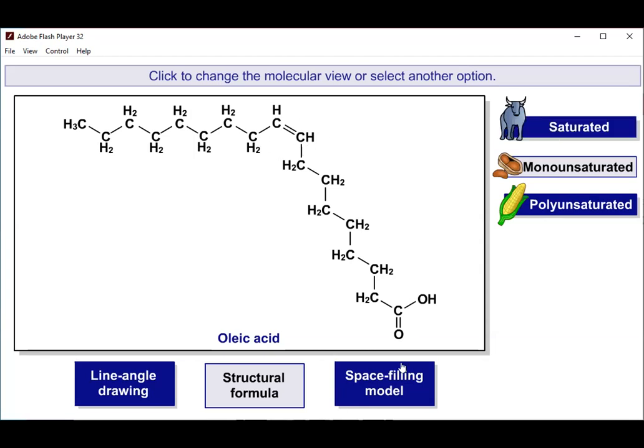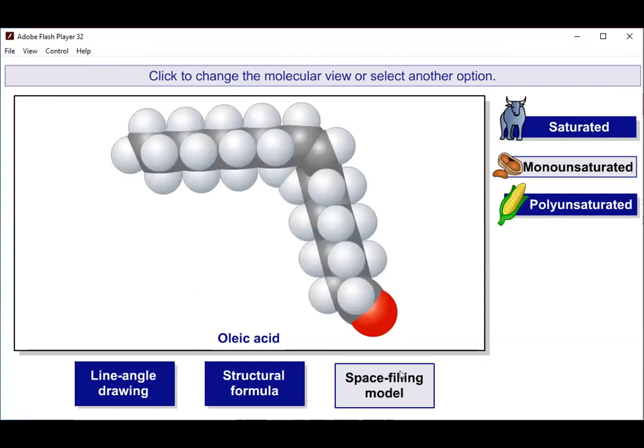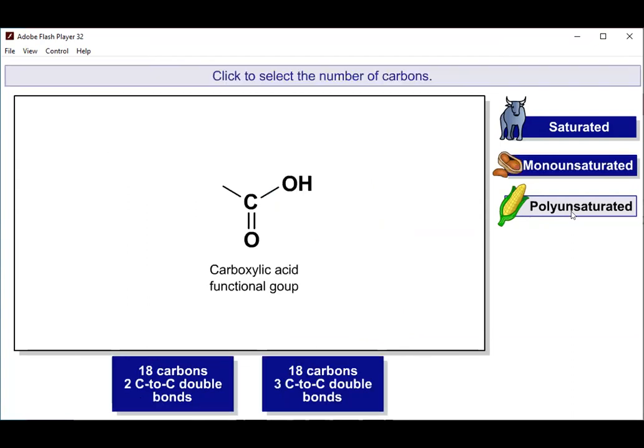Okay, so this is an overall bent shape, right? And it's pretty different from the saturated fatty acid. So unsaturated fatty acid, which has one double bond, is called monounsaturated and has a bent shape. So what happens when you go to a polyunsaturated fatty acid? So polyunsaturated fatty acid is when you have more than one double bond.